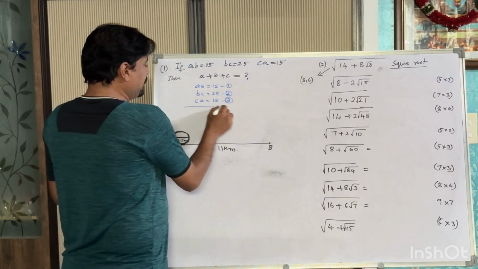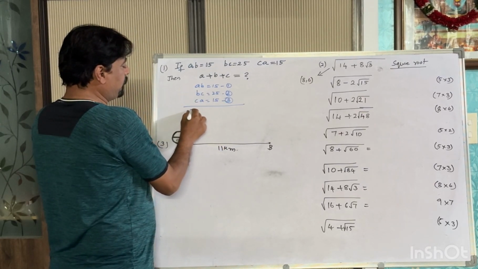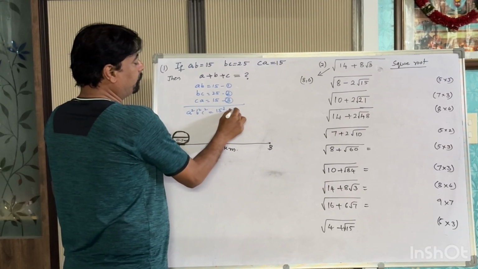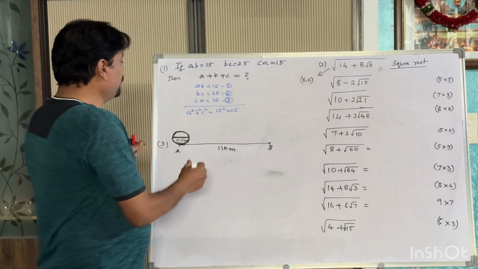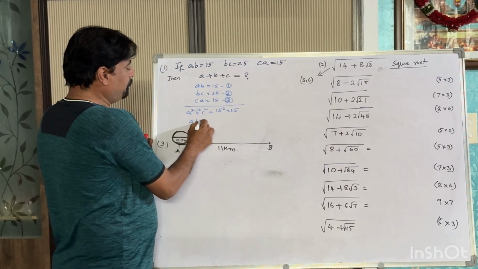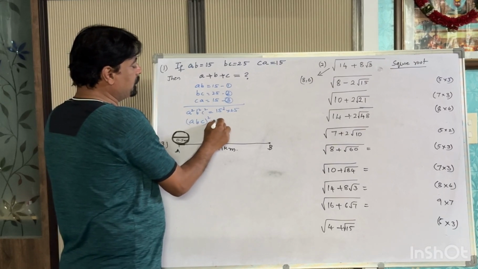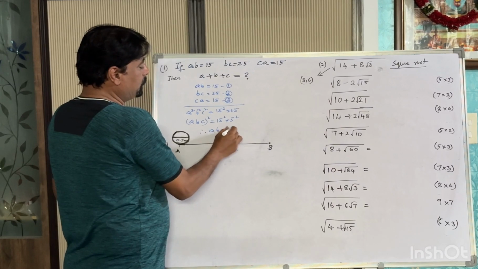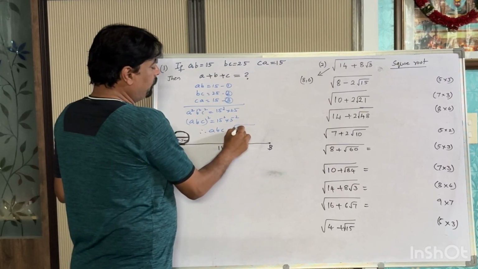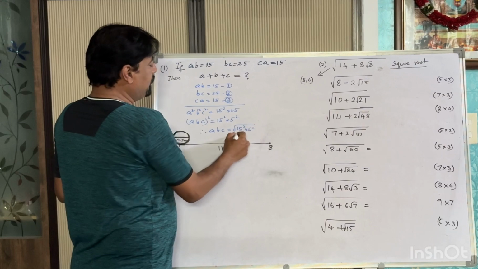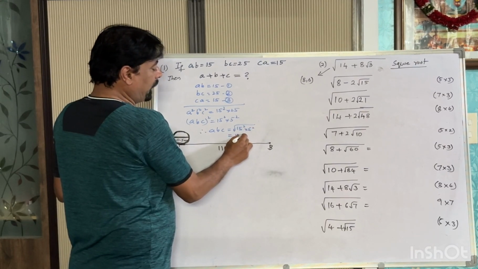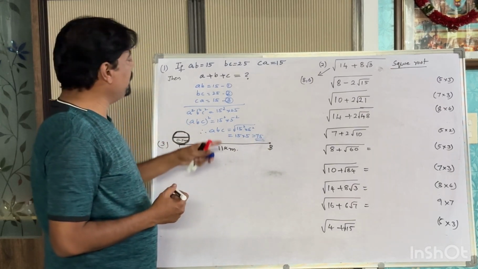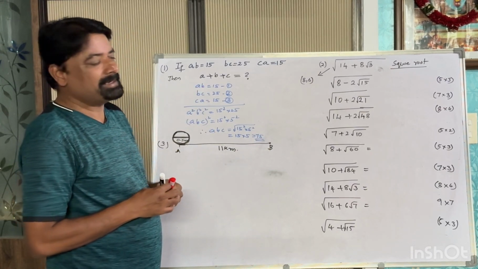If I multiply these three equations, the answer will be A square B square C square is equal to 15 square into 25. I can write this as ABC whole square is equal to 15 square into 5 square. Therefore, the ABC value will be under root of 15 square into 5 square, that will be 15 into 5, that value will be 75. So this is the value of ABC. But he is asking what is the value of A plus B plus C.